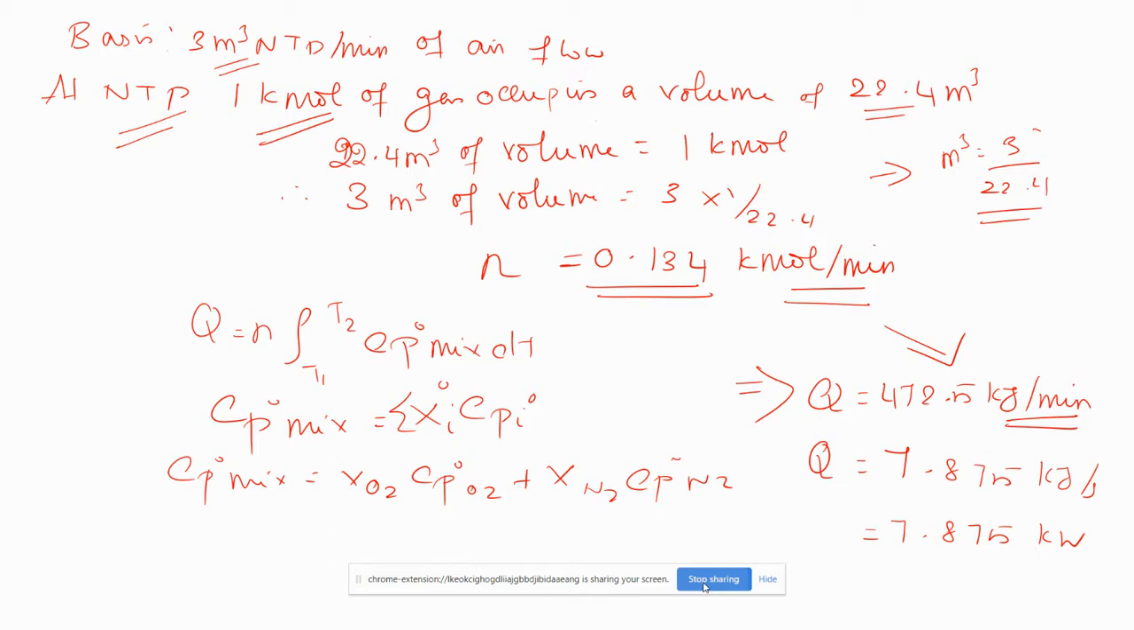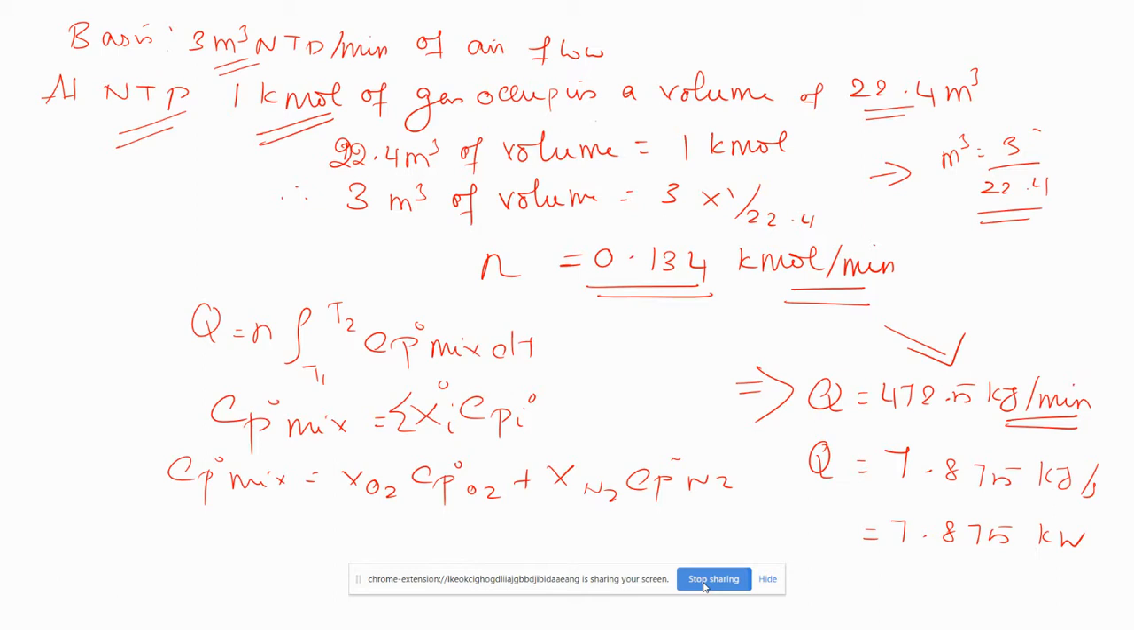And one more thing: if it is given in meter cube volume, you divide this by 22.4. Whatever you get will be in kilomoles, and whatever Q you get will be in kilojoules. This is all about Cp, that is Cp naught mix and Cp.